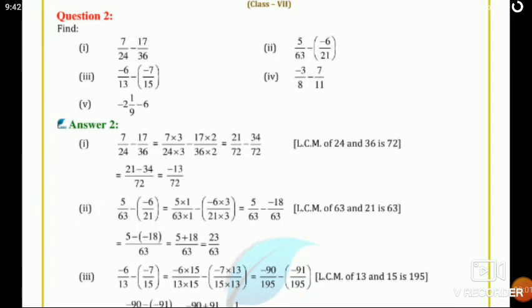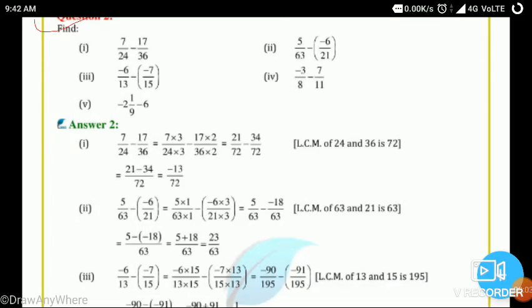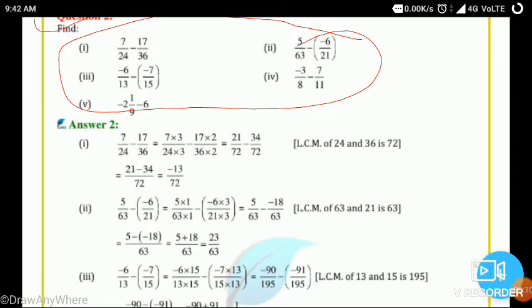Now see students, question number 2 of this exercise. Find here the all sums is given for subtraction. Okay, in question number 1 we find the sums. Here we find the difference between two rational numbers.